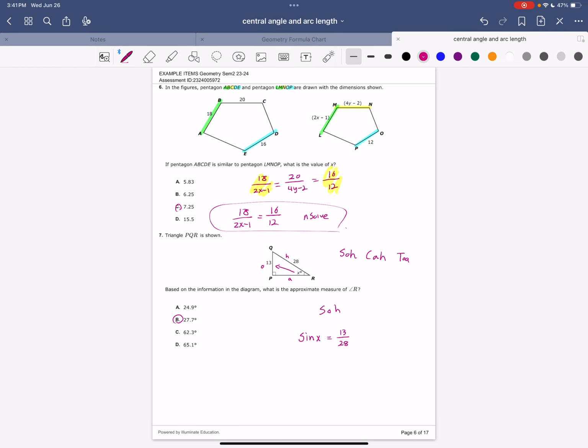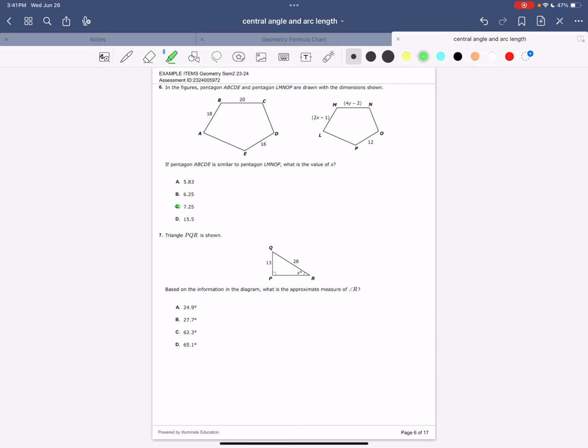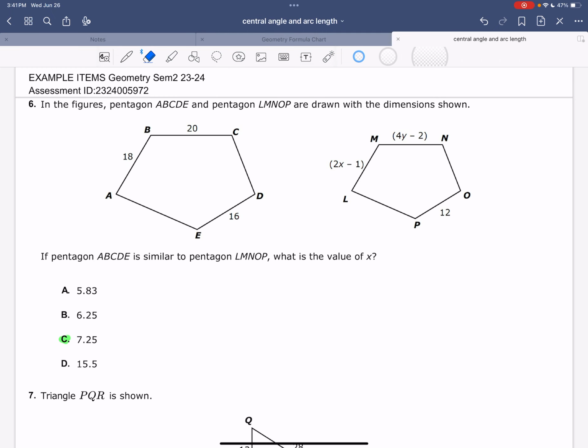Now let's look at this one. When you have figures like this, you always have to know that order matters. Do you see AB is the first two letters? So the corresponding side should be LM, which is this one. So 18 over 2x minus 1.